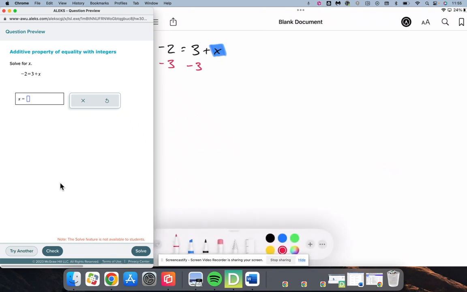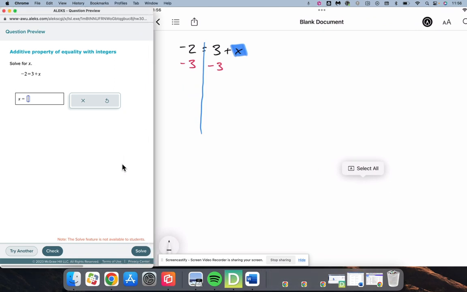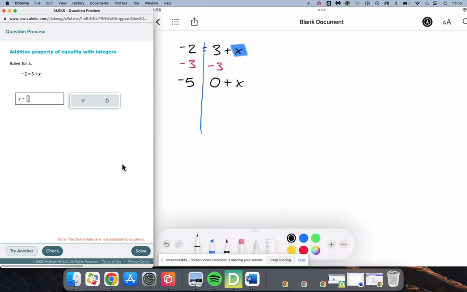And one of the things that I like to do is draw a line down the middle here to help me remember that I need to keep both sides of this equation balanced. And so whatever I do to the right side of the blue line, I need to do to the left side of the blue line as well. And so on the left, we have negative 2 minus 3 is going to be negative 5. And on the right, we have 3 minus 3 is going to be 0 plus x. Now, we don't need to write that 0 because it's nothing. And so what we are left with is negative 5 is equal to x.